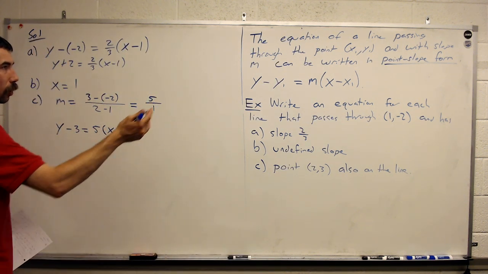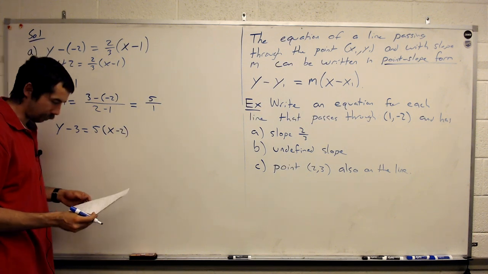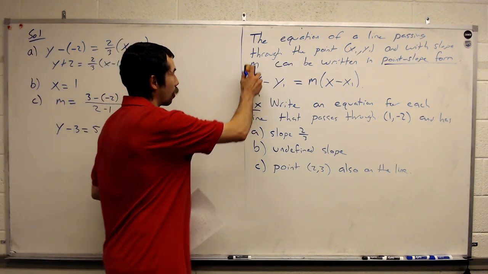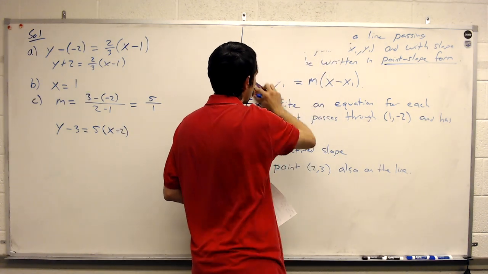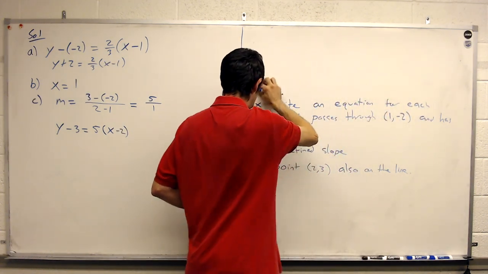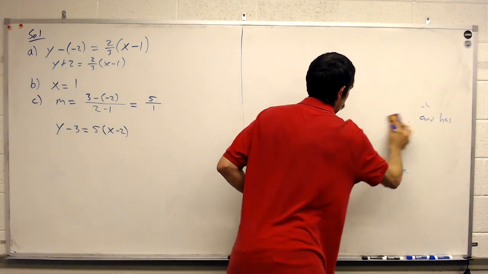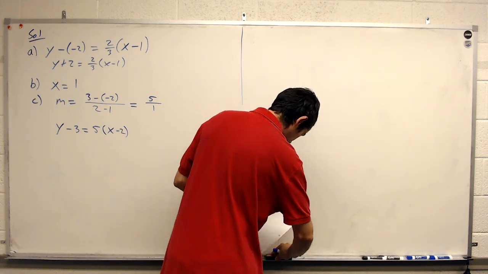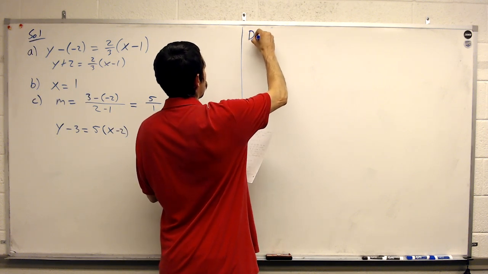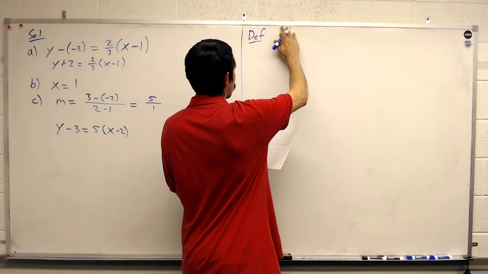Okay, so point slope form is great. It's one of my favorite ways to write an equation of a line. There are times, though, where there are other ways to write the line, which are just easier based on the information that's given. So another way to write the line is what's called slope-intercept form.